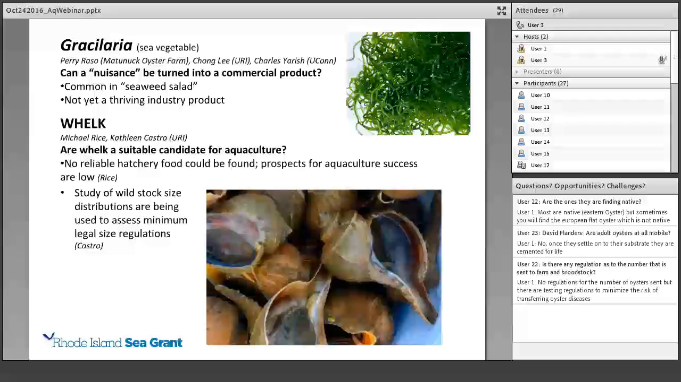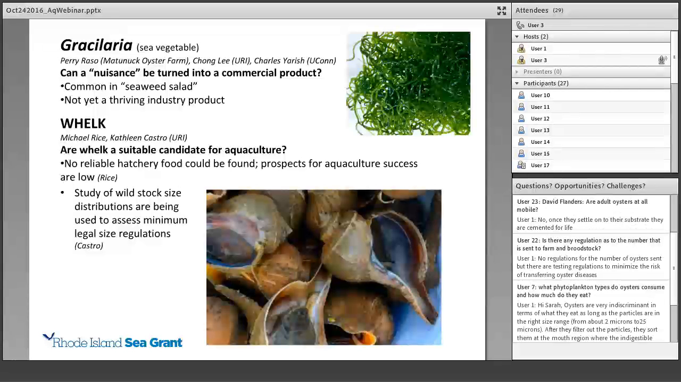Perry Rasso at the Matunic Oyster Farm had some part in that, and there was a researcher here at URI, Chong Lee, who looked at the elements of once you harvest this stuff for cleaning it, what's the nutritional value, what can you do and what shouldn't you do to make this palatable to both the eye and mouth.